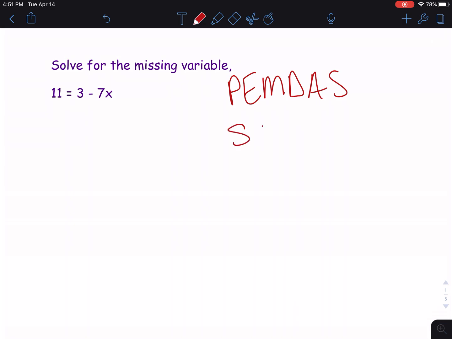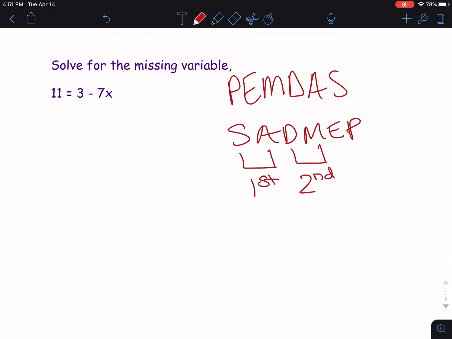So PEMDAS backwards is something like this. So we're going to undo our addition and subtraction first. Then we are going to undo our division and multiplication, then third our exponents, and then lastly our parentheses. So that's how we're going to follow those order of operations. When we're undoing them, we're going to undo them in the reverse order.